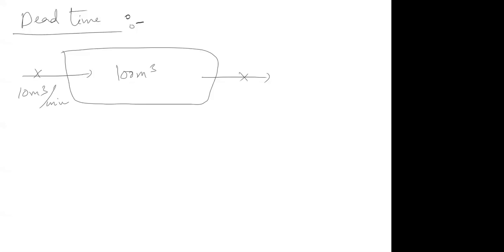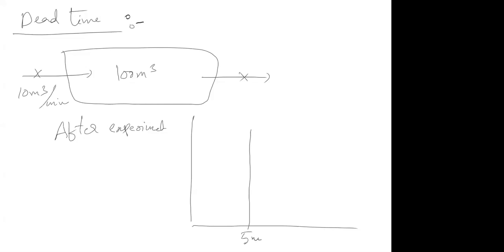So you are doing an experiment here. Then after the experiment, if I see this is how my RTD is, at 5 minutes I got the peak. This is my experiment. What does this mean? Ideally, where should you get the peak? 10 minutes, no? But why are you getting the peak at 5 minutes?